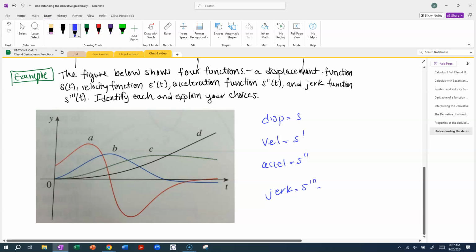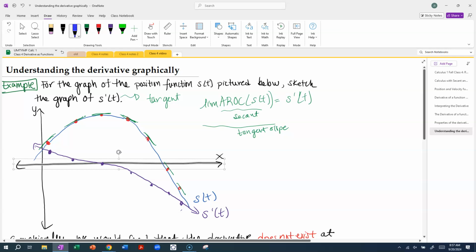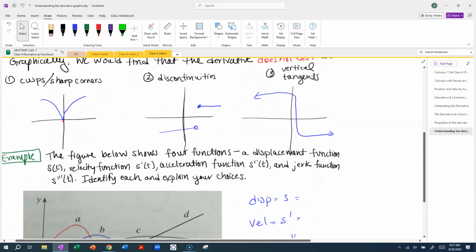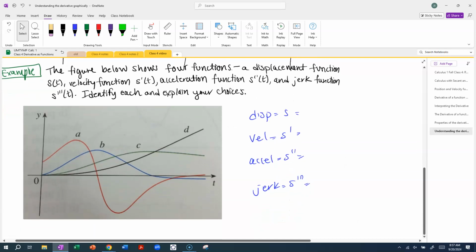So again, I want you to pause the video and try this on your own, and see if you can determine which is the original function and which are the derivatives. Keep in mind that to find the graph of the derivative, we have to look at the slopes of the tangent lines at several different points. So pause the video right now and try this out on your own.